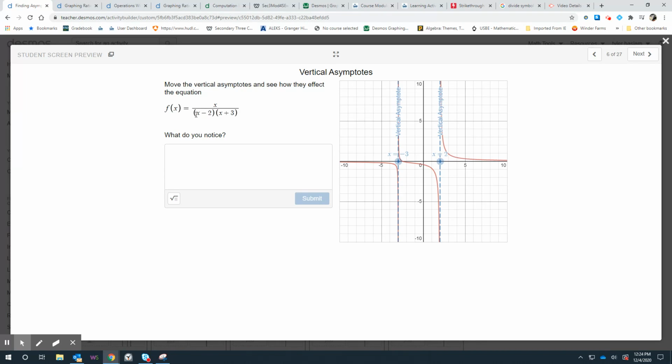Now the denominator of this rational function is written in factored form to help us see that these values are basically the values that will make this equal 0. So for example, if x equals 2, I would have 2 minus 2 times 2 plus 3. Well, 2 minus 2 is going to be 0, and 2 plus 3 is going to be 5. So this is going to be 0 times 5, which is going to equal 0. And so this will end up being x divided by 0 if you put in a value of 2.